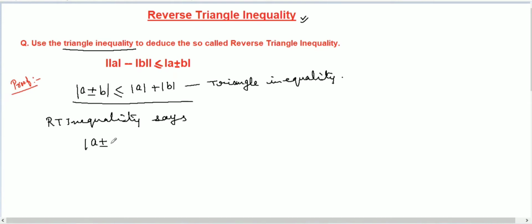The reverse triangle inequality says the absolute value of A plus or minus B is greater than or equal to the absolute value of the absolute value of A minus the absolute value of B. You can read it like this: absolute value of mod A minus mod B. So this is the reverse triangle inequality, and we have to prove that this is greater than or equal to this.